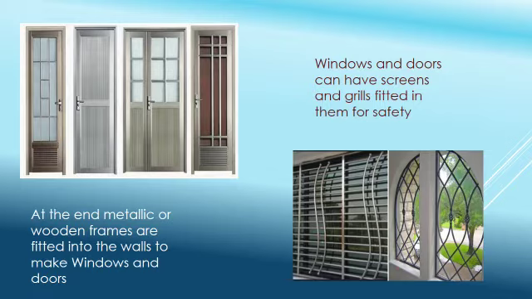Then metallic or wooden frames are fitted into the walls to make windows and doors. Why are windows and doors made in the houses? Doors are made for us to move in and out of the houses or rooms, while windows let fresh air and sunlight come inside our house. Windows and doors can have grills fitted in them for the protection of the house.